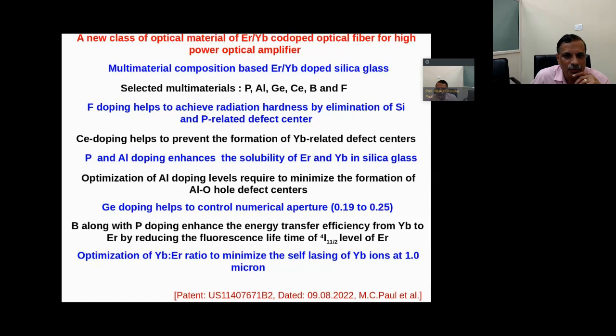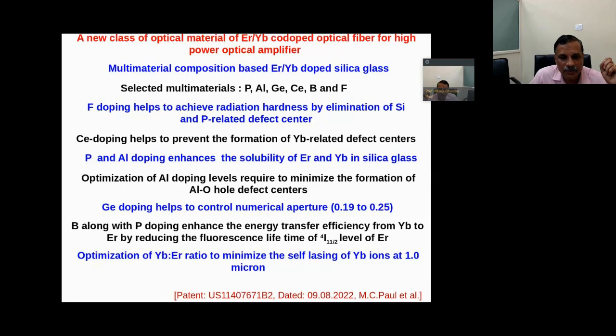Here, fluorine doping is used to increase the radiation hardness. Cerium is used to prevent the ytterbium related defect center. Phosphorus and aluminum enhance the solubility of erbium and ytterbium. Aluminum is also used, but that can be minimized because aluminum oxygen hole centers also are created, which reduces the performance of the optical amplifier. Boron and phosphorus also enhance the energy transfer efficiency from ytterbium to erbium and reduce the fluorescence lifetime of the 4I11/2 level of erbium.